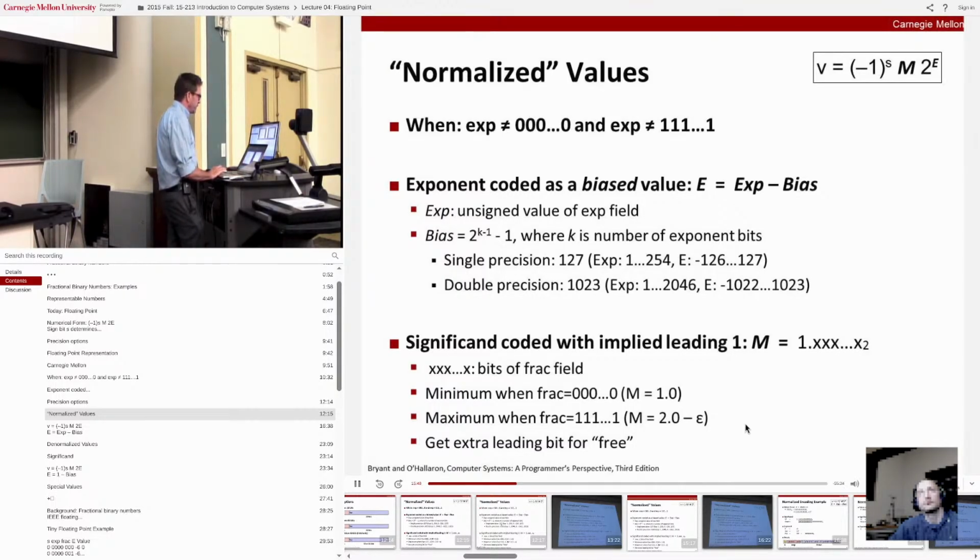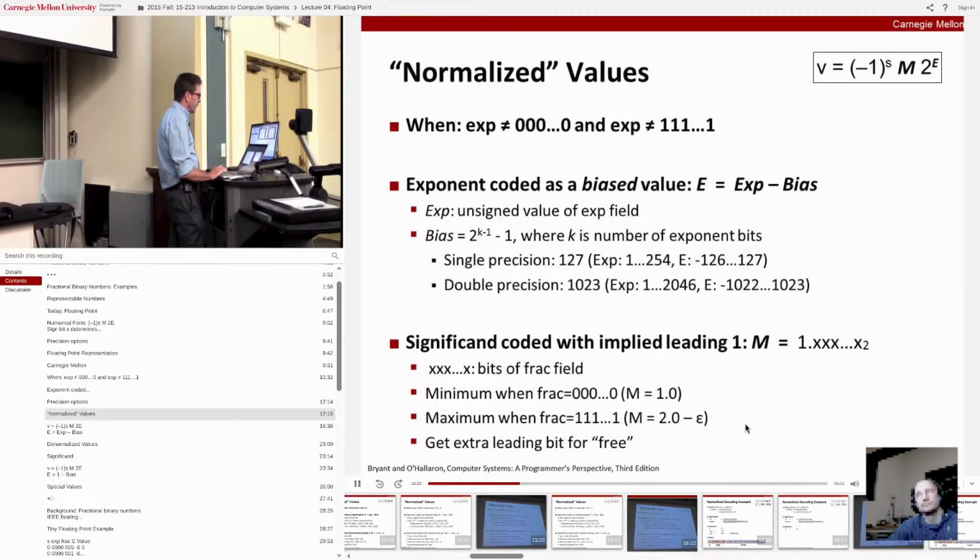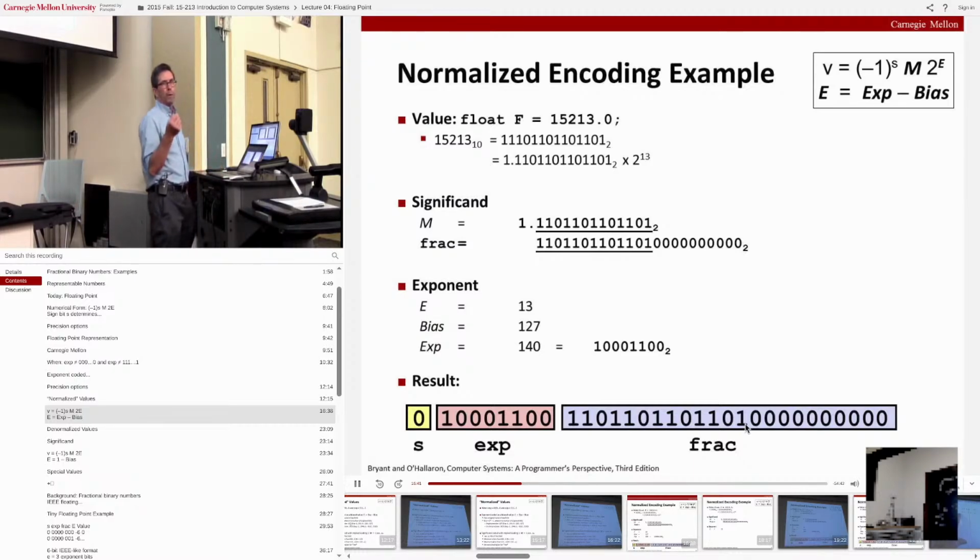Okay, so the bits in the frac field, xxxxx, are all of the numbers to the right of the binary point. So there's always this implied 1, but we don't even encode it. We just throw it away because it's always there. So this is a little trick just to get one more bit for free. The smallest frac field is all zeros, which corresponds to a significand of 1.0. And a frac field of all ones corresponds to 2 minus epsilon. So that's 1.11111, and so on.